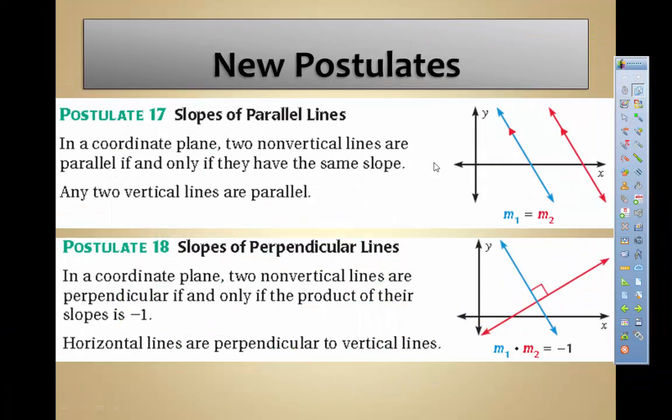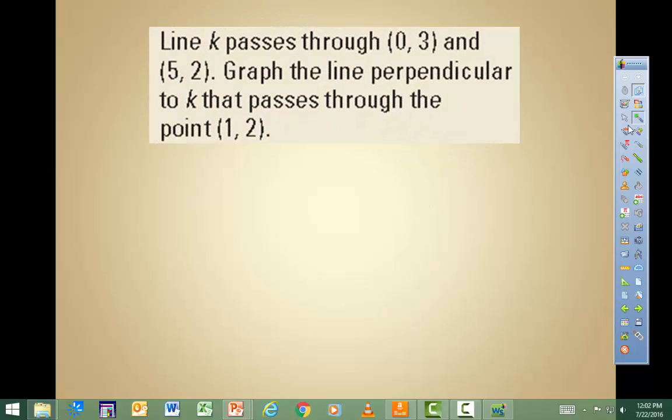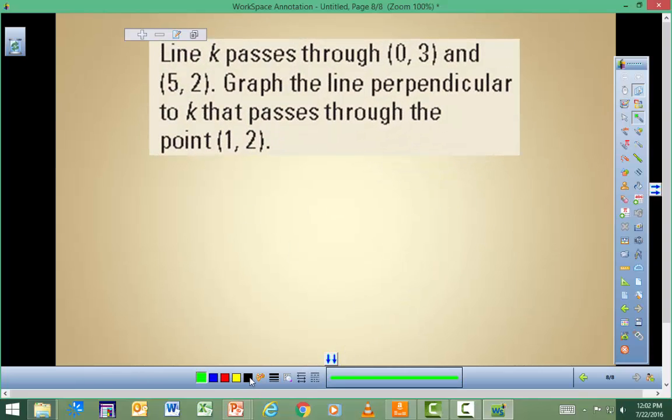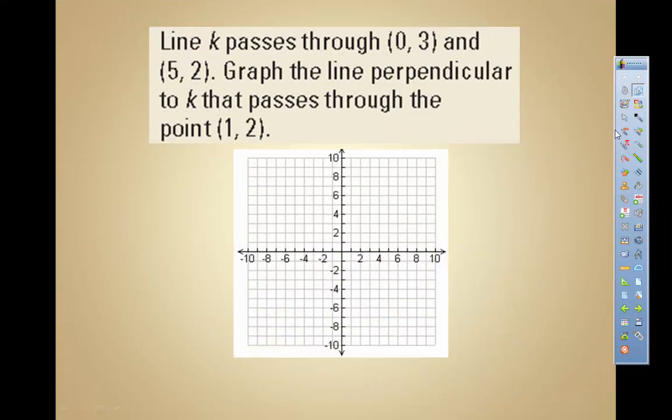So let's try a problem. Okay, so what do we have here? It says line K passes through the points 0,3 and 5,2. Graph the line perpendicular to K that passes through the point 1,2. Typically what we need is a graph, so it should have a graph here.